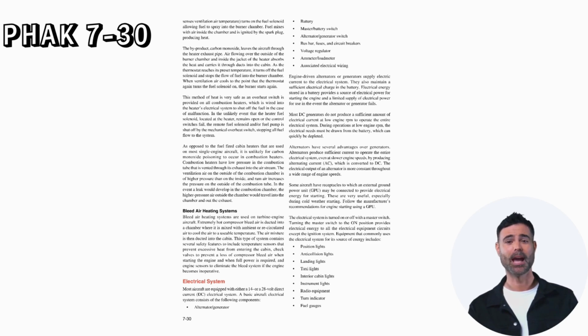Air flowing over the outside of the burner chamber and inside the jacket of the heater absorbs the heat and carries it through ducts into the cabin. As the thermostat reaches its preset temperature, it turns off the fuel solenoid and stops the flow of fuel into the burner chamber. When ventilation air cools to the point that the thermostat again turns the fuel solenoid on, the burner starts again.